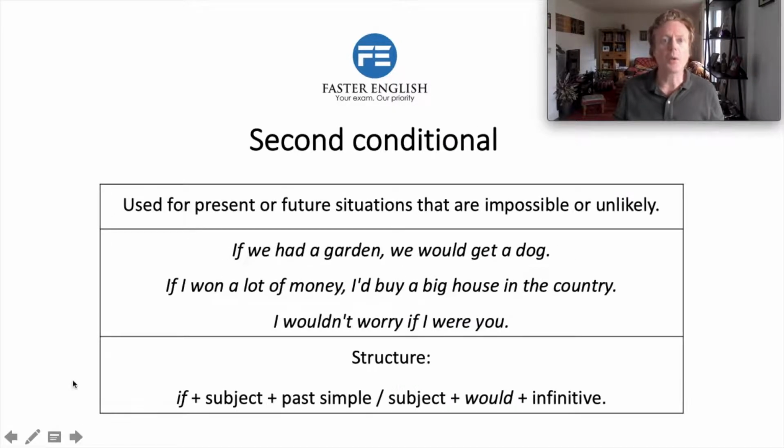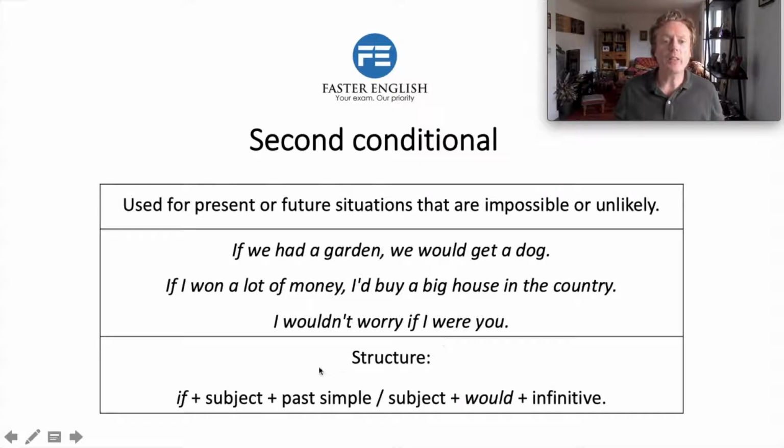Okay, last one for today is the second conditional. It's used for present or future situations that are impossible or unlikely. These are imagined or hypothetical situations. Examples: if we had a garden, we would get a dog. Right? We don't have a garden, we don't have a dog. I'm imagining this situation. Classic example: if I won a lot of money, I'd buy a big house in the country, and I wouldn't worry if I were you.